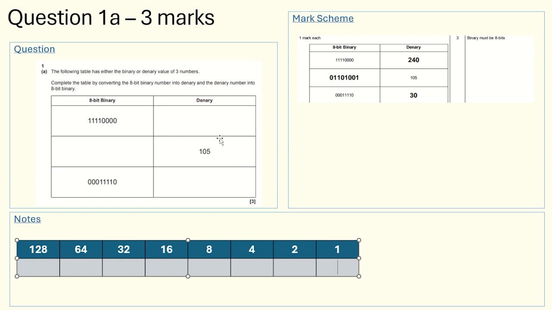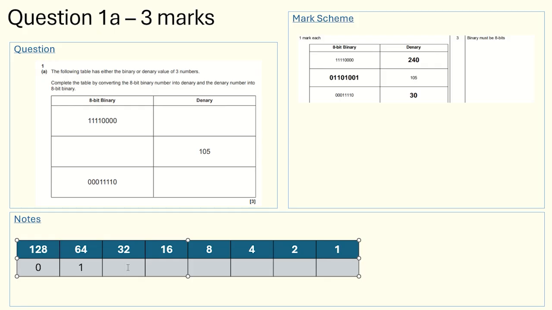The next thing we need to do is do it the other way around. So we're trying to make 105 using a combination of these numbers here. It's an odd number, so we know we're going to need a 1 at the end. So that's a good way to just quickly check. But we're going to start with the largest numbers first. 128 is too big, so we can't use that one. We're going to need 64 in there.